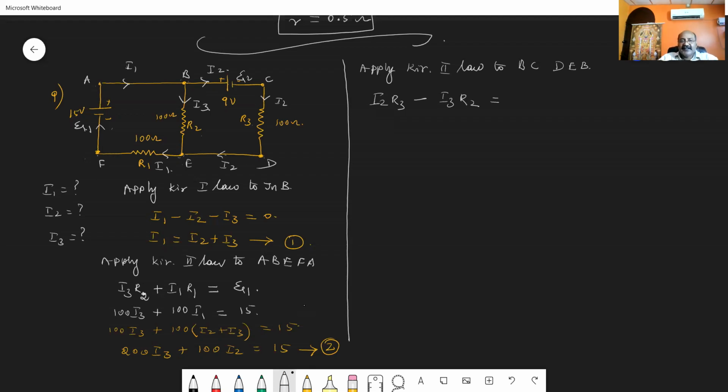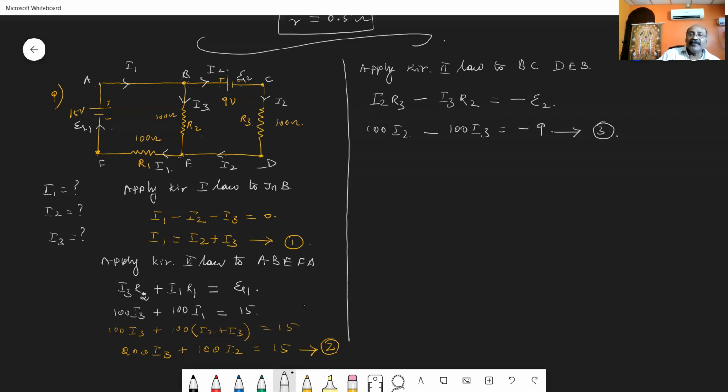What is the total EMF? When I am moving from B to C, current is flowing from positive terminal to negative terminal, so it is minus E2. Now substitute the values. R3 is 100, so I write 100 I2 minus, R2 is another 100, I3, is equal to minus E2, which is 9 volt. So minus 9. Take this as equation number 3.